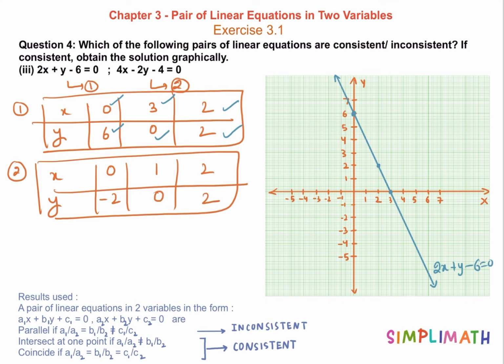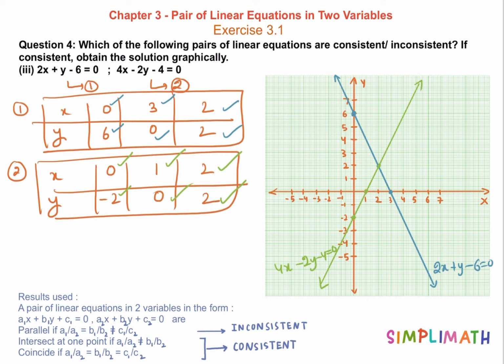Now coming to equation 2, when x equals 0, y equals minus 2, which is this point. When x equals 1, y equals 0, which is this point. When x equals 2, y equals 2, which is this point. Now let us connect all the 3 points. So this is the graph of equation 2, that is 4x minus 2y minus 4 equal to 0.